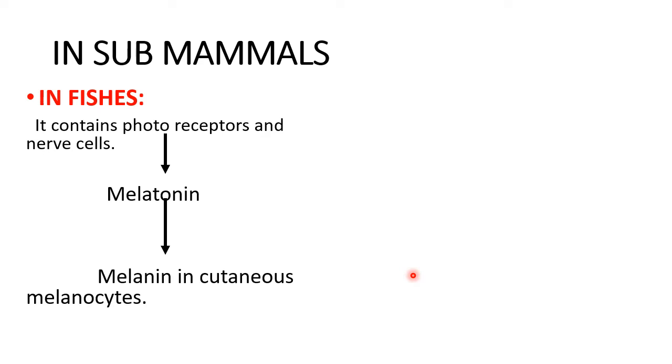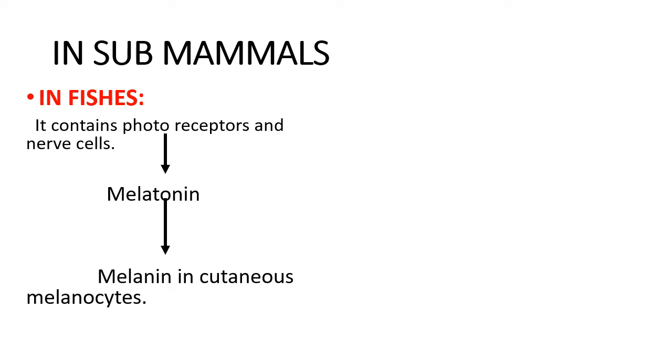The photoreceptors register the changes in the intensity of light, upon which depends the output of melatonin. That is called a tryptamine. It is a tryptamine. It is secreted by this pineal gland. So the melatonin produces clumping of pigment granules of melanin in cutaneous melanocytes and eventually influences the light or dark color of the animal.